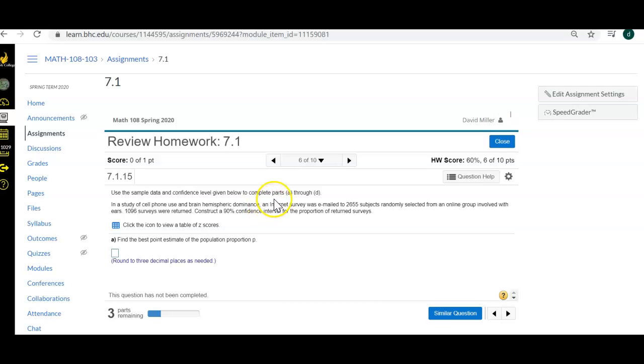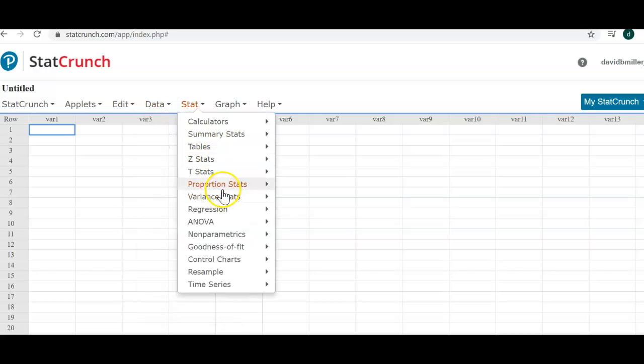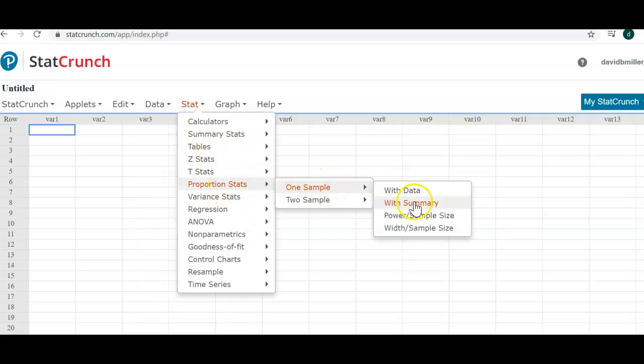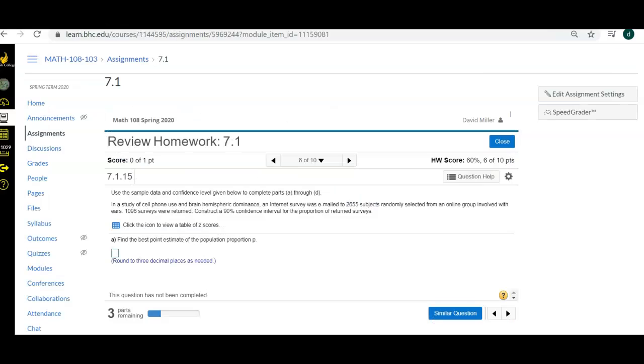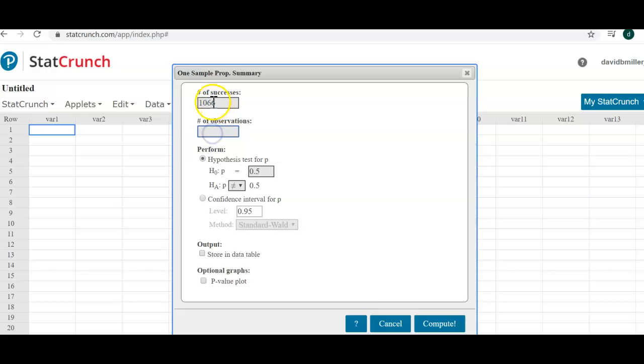So, who knows? But anyway, let's do problem 6 at least on StatCrunch. This should help you with the rest of them. So you have 1096 out of 2655. We're going to go to Stat, Proportion Stats, One Sample, With Summary. I have a bazillion windows open. 1096 out of 2655. We want a 90% confidence interval.